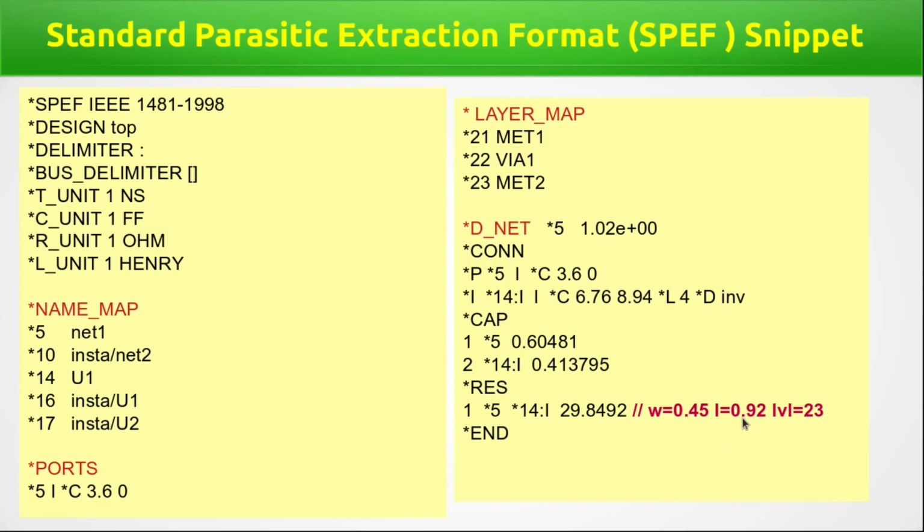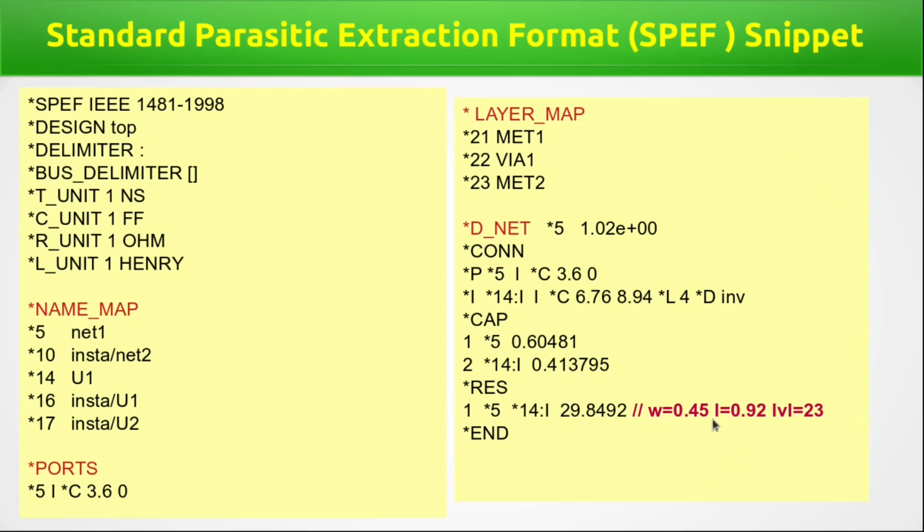And here you can see that the LVL is 23, which means if we go back to the layer map, it points out that 23 is metal 2. So this resistor is metal 2. Such tail comments, and again I have trimmed it down, have XY coordinate values from which you can actually go to the layout.